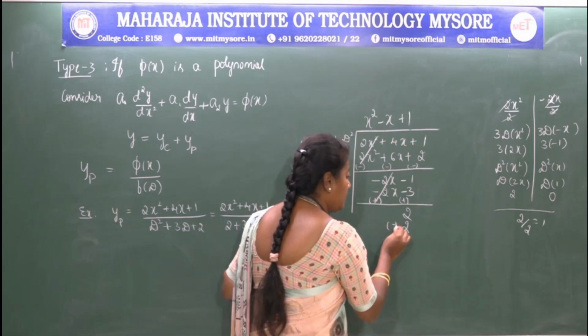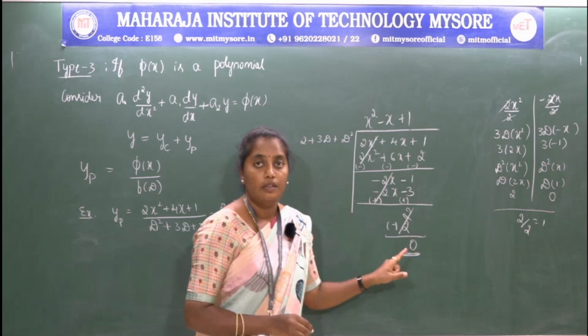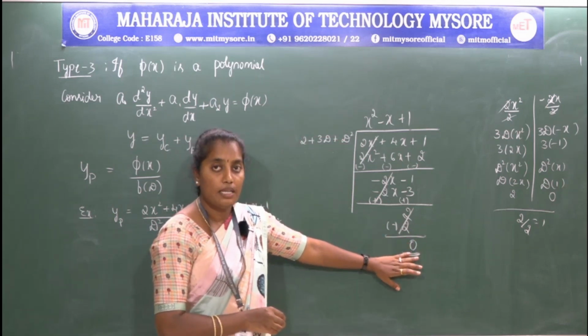On changing sign and subtracting, 2 minus 2 is equal to 0. So here we have 0 remainder, that means the procedure is completed here.